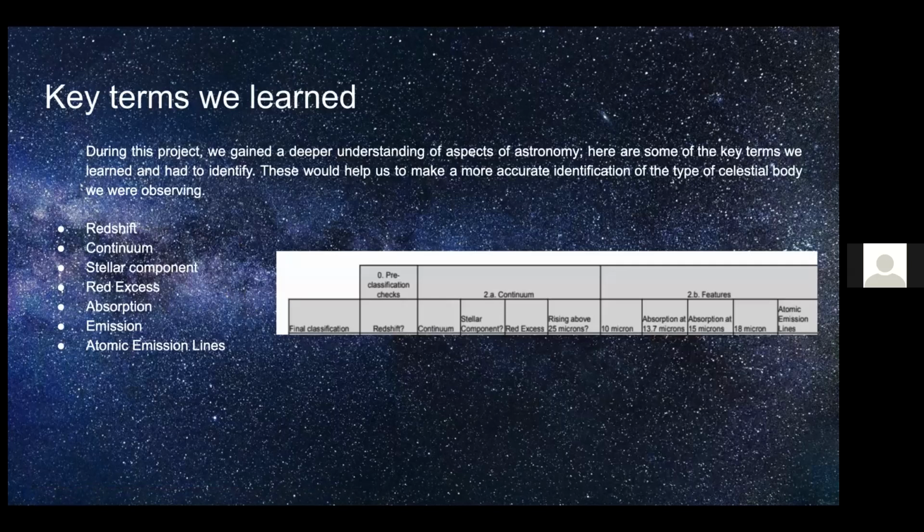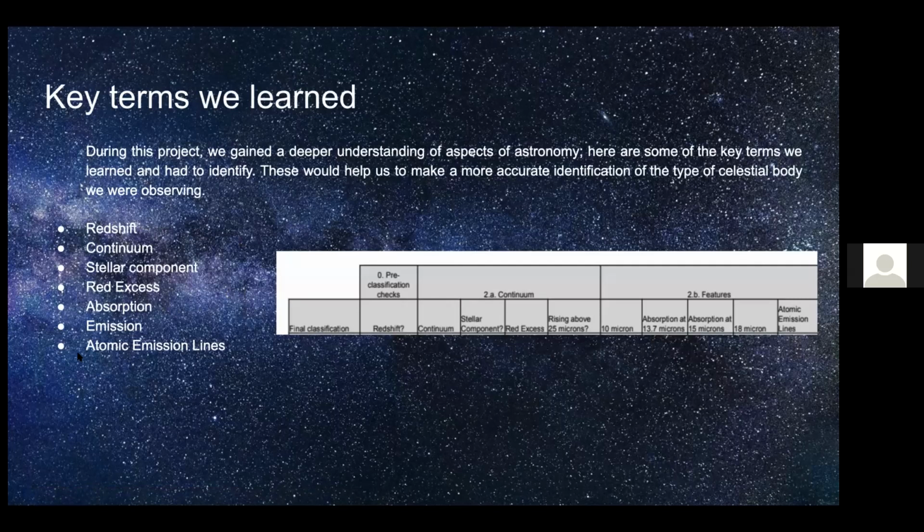Before identifying the celestial objects, we had to understand the key terms in the header of the table. So the redshift is the shift to the right in the continuum of the spectrum. The continuum is the gradient of the line in the spectrum. A stellar component is the peak in the optical part of the spectrum.